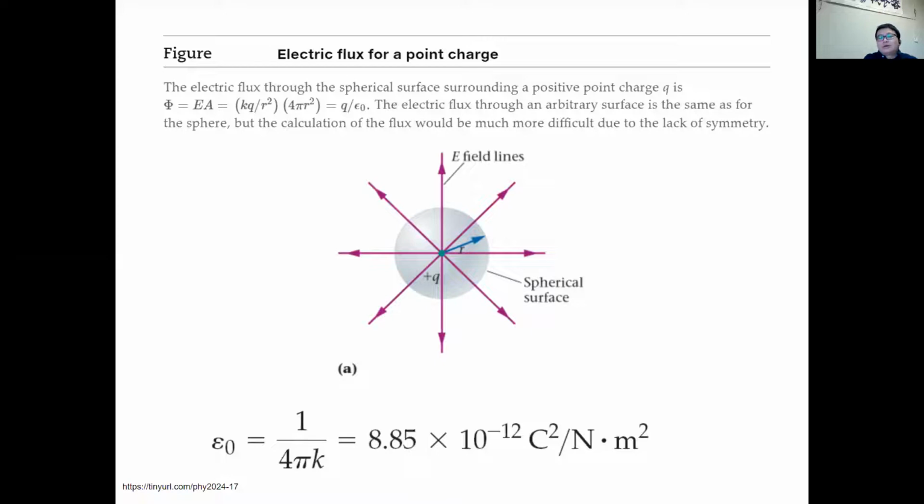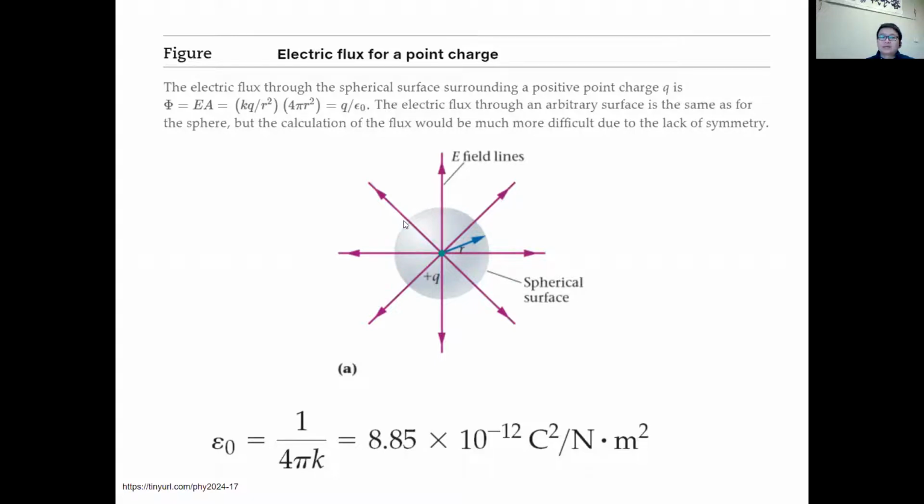Let's take a look at this one. If you have a point charge at the center of a sphere, you can see that electric field lines are going out of the sphere and radially away from the point charge. So in that case, you can calculate what's the flux through this spherical surface. Imagine this is a three-dimensional sphere instead of a circle, okay? Out of this sphere, field lines are going away.